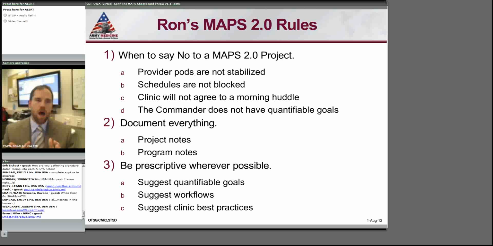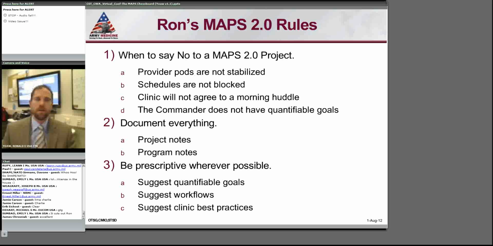So 10 steps here. Number 1, when to say no to a MAPS 2.0 project. I think the biggest reason many MAPS 2.0s fail is because you should never have been there in the first place. This is my most important rule. This is the rule I fought hardest to keep. I think this is the rule that sets the good MAPS 2.0s apart from the bad MAPS 2.0s.